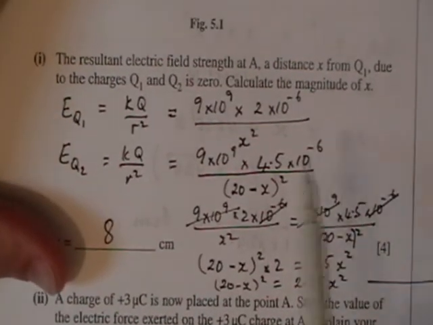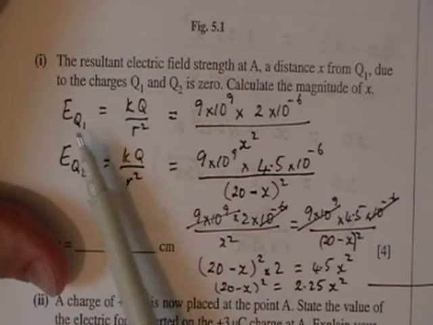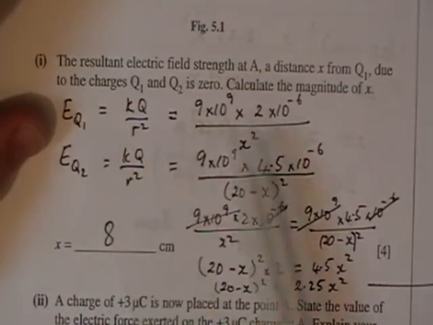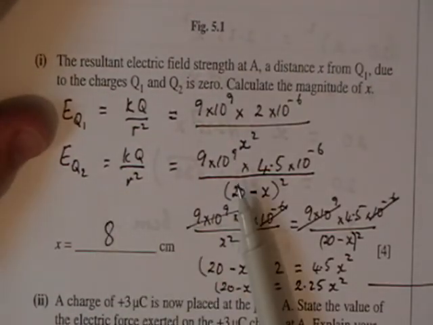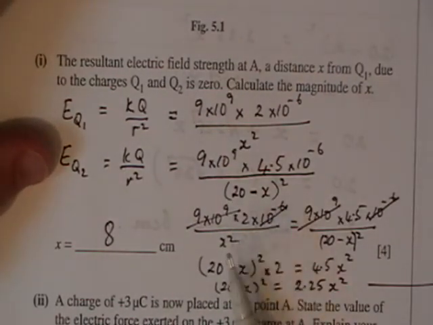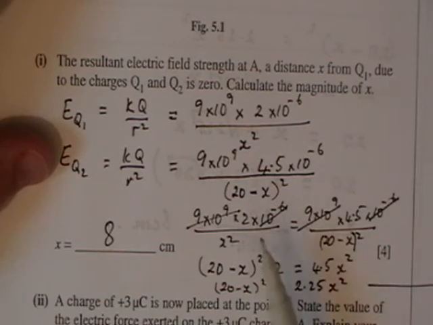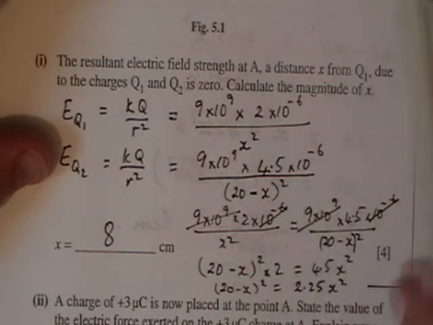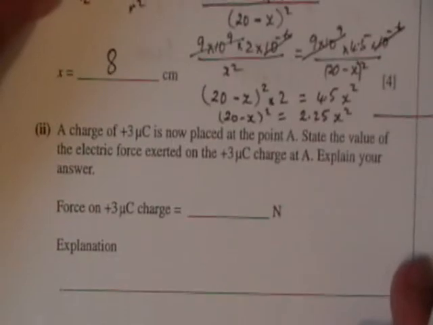I suppose the key to this question is knowing that the field strength at A due to Q1 is equal to the field strength at A due to Q2, and then we're saying it's 20 minus x as the distance there. I just kept that in centimeters. I could have changed that all and put it through, but it would be times 10 to the minus 2 all squared, so it's all going to be the same anyway when you work that out.